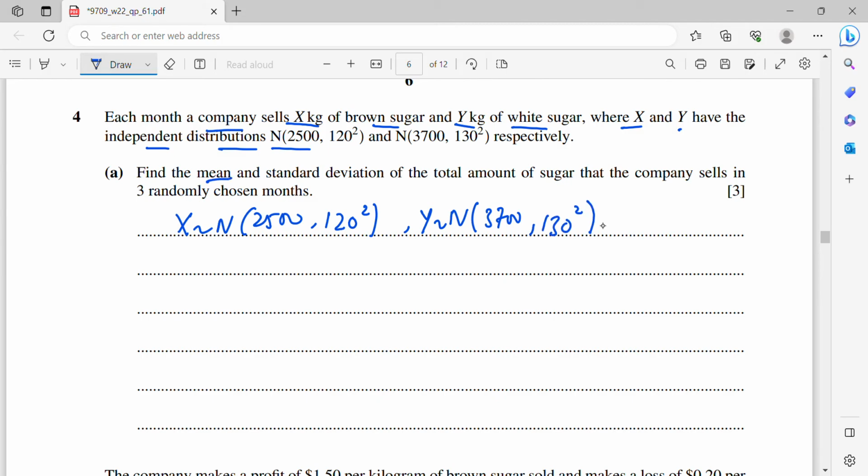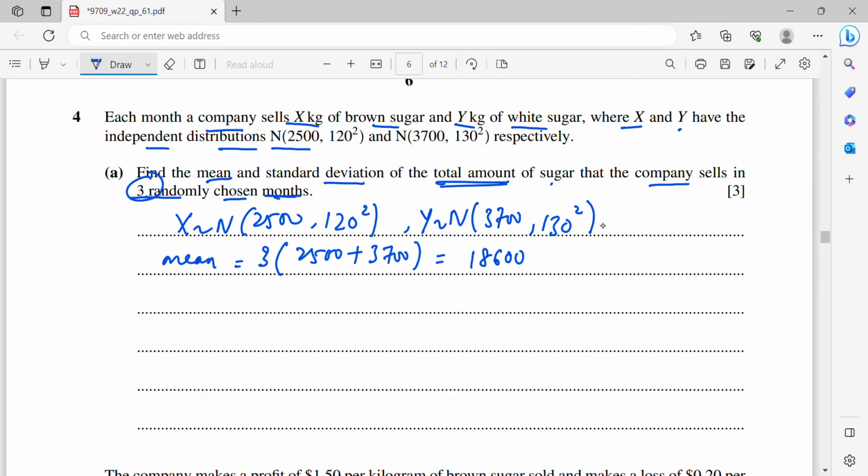Now find the mean and standard deviation of the total amount of sugar that the company sells in 3 randomly chosen months. Okay, so now the mean, since it is 3 months, we consider 3 months now, so it will be 3 of the total mean. So 2500 plus 3700. Alright, so you will get 18600. That is the mean for 3 months.